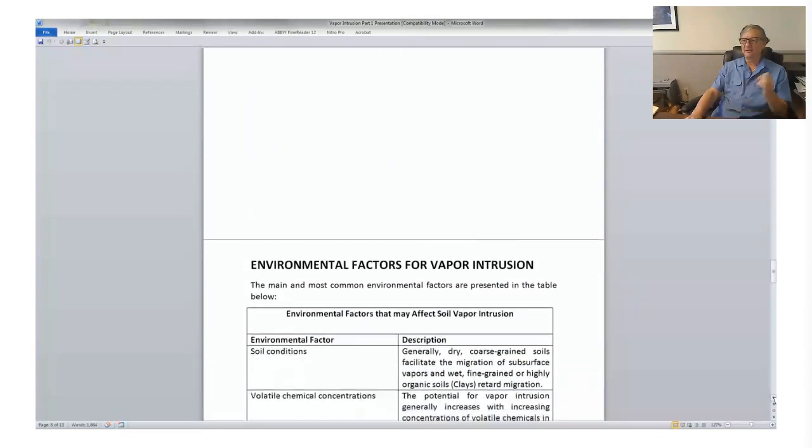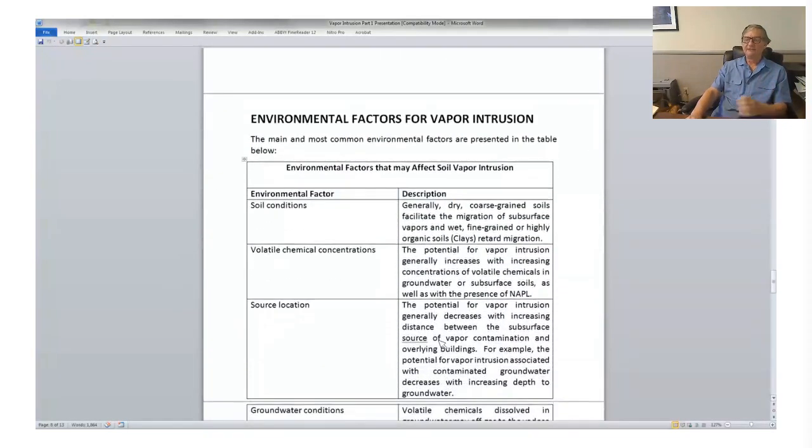Okay, so let's go to the next thing. Environmental factors. What are environmental factors? Soil conditions, concentrations, locations, groundwater conditions. All these things play a part.